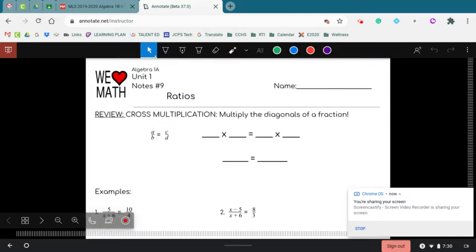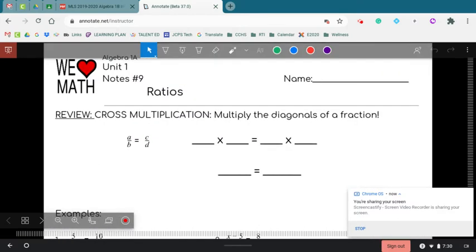Okay, today we're going to do Unit 1, Notes number 9, which is on ratios. Ratios is kind of similar to our multiplication. We're just going to be going into word problems a little bit more with our cross multiplication.